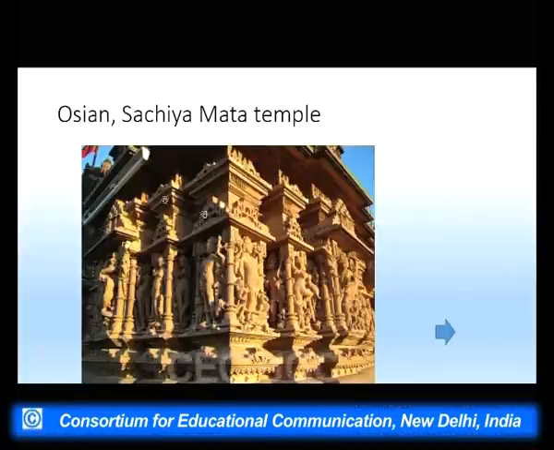Then you also have the elaboration of the medieval style in Rajasthan, at Osian. This is the Sachiya Mata temple at Osian, where you can see more and more dense use of sculpture on the walls of the Jangha as well as the Vedibandha, that is the lower portion.